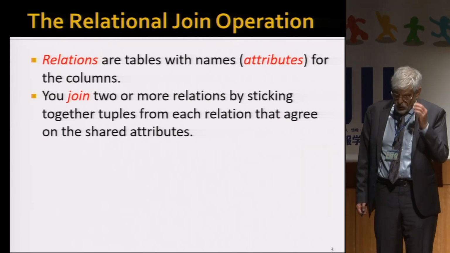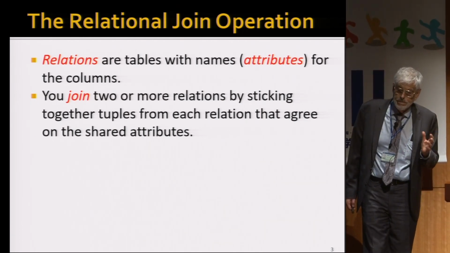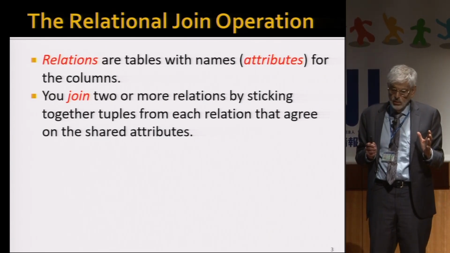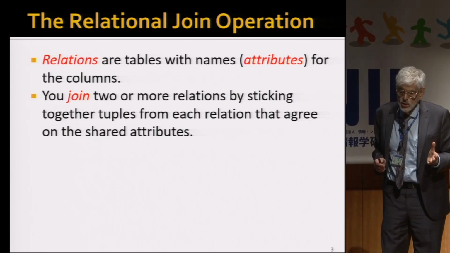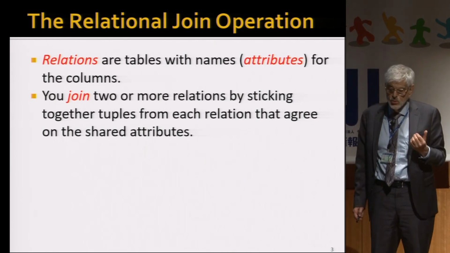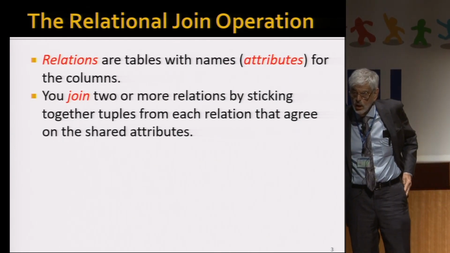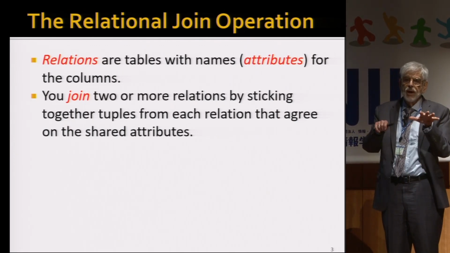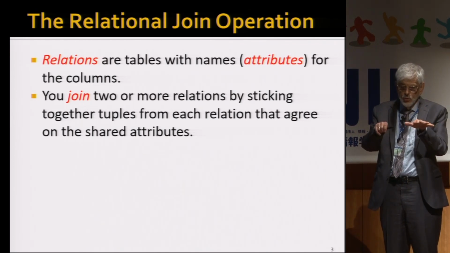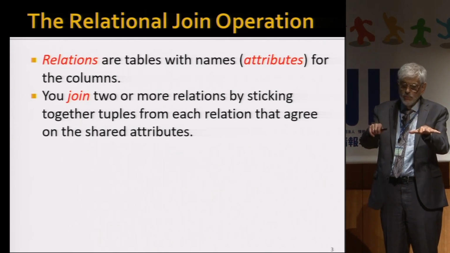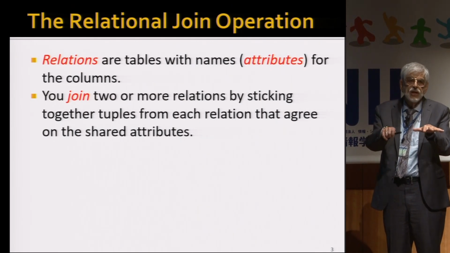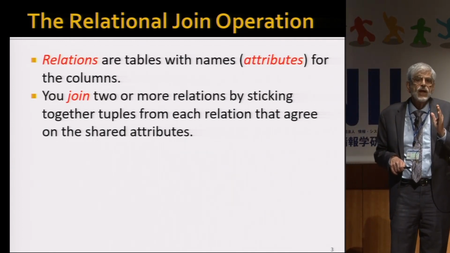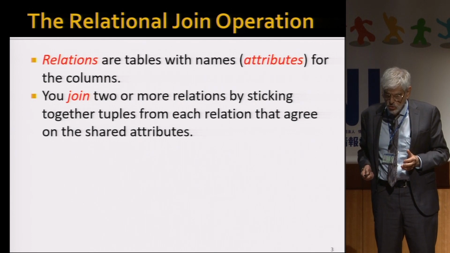Okay, so the relational model. A relation is nothing more than a two-dimensional table. Got rows and columns, and the columns have names, which we sometimes call attributes. And you're going to join two relations by finding rows or tuples, one from each relation, such that they agree on whatever attributes have the same name in the two relations. So let me show you an example.